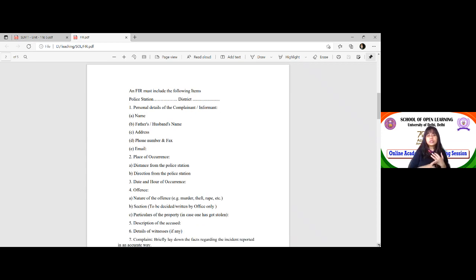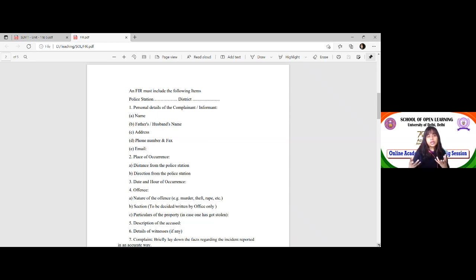So the FIR must include the police station that you have gone to, and the district. You know that every police station will have its name and district, so that it should have, then it should have your personal details. Now, if you lost a piece of document and the police catches the person who has done it, or has to return those documents to you, or has to return your mobile phone or whatever, then they need your details, right? So make sure you give the right details. You write your name, your father's or husband's name, your address, your phone number, email ID, etc.